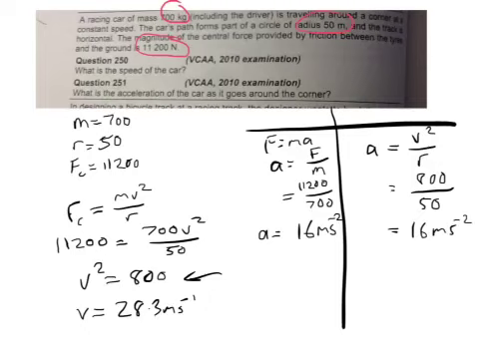Both answers are fine, both answers would get you full marks in an exam. These types of questions are very, very common. You are always going to get a centripetal acceleration or centripetal force type question in an exam, because circular motion is a big part of the motion section. So these are the types of questions that you need to practice.